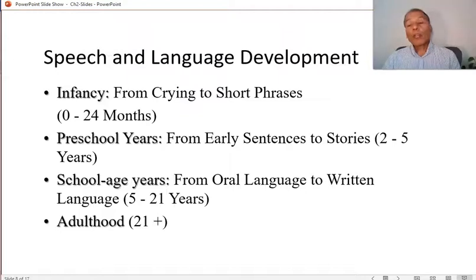So in terms of development, I will try to be brief so that the video doesn't become very long and drag on. It takes longer time to upload. So from 0 to 24 months, we're going to review the major milestones. During the preschool years, which go from 24 months to 5 years. And then 5 years to 21 years, the school age years, from kindergarten to end of college. And then adulthood.